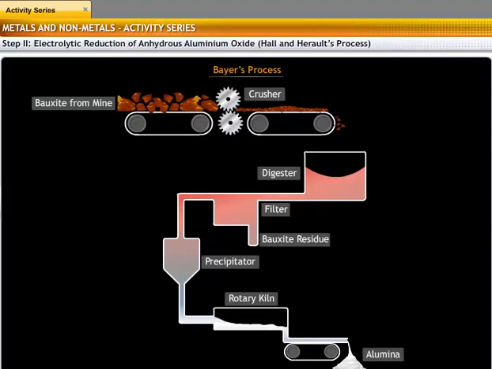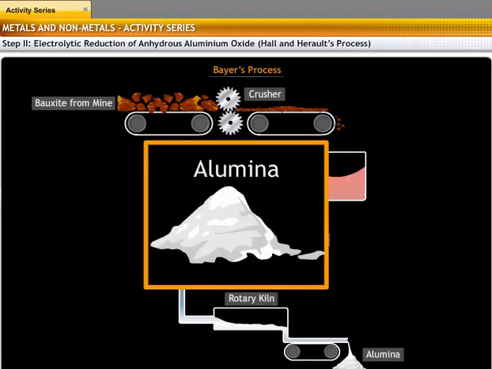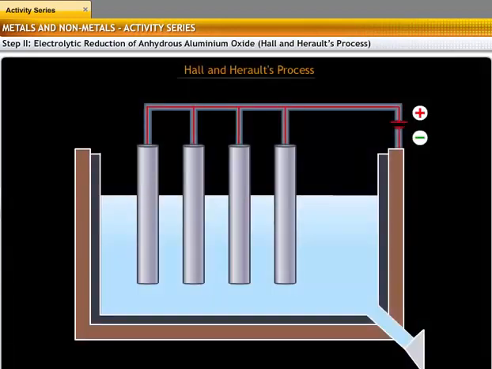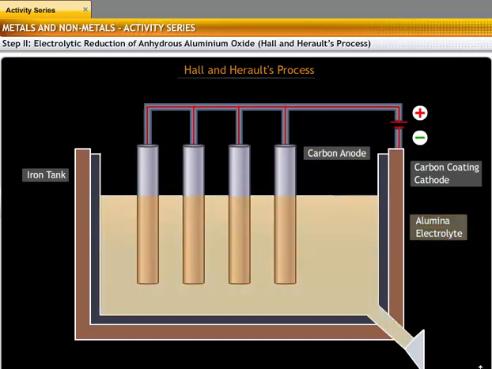The second step in the extraction of aluminium is the electrolytic reduction of alumina obtained using Bayer's process. This is done through Hall and Heroult's process. Hall and Heroult developed the process independently. The electrolytic cell used in this process has the following components: an iron tank lined on the inside with carbon, which acts as the cathode, a series of carbon rods that act as the anode, and alumina Al2O3 as the electrolyte.